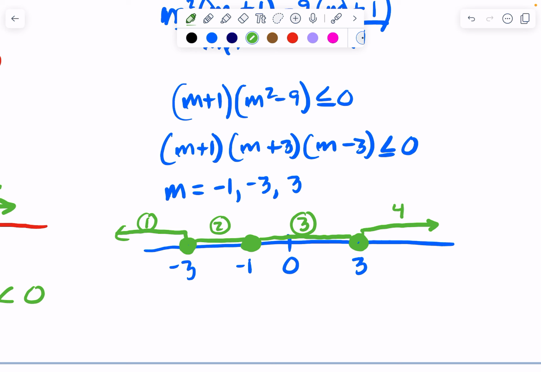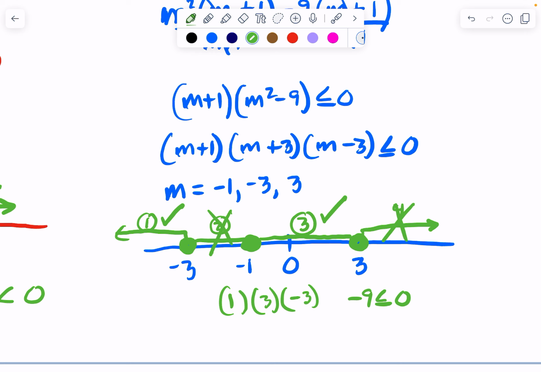I'm going to go to the easiest value, so I'm going to choose 0 from test zone 3. When I choose 0, 0 plus 1 is 1. 0 plus 3 is 3. 0 minus 3 is negative 3. So that's negative 9. Negative 9 is less than or equal to 0. So that means that 3 works. If 3 works, 1 works, and that means 2 and 4 do not work.